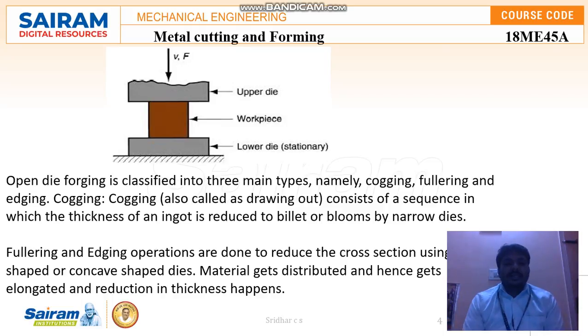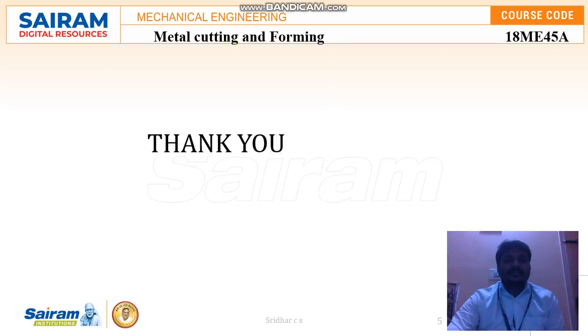As we have discussed, it consists of cogging, fullering, and edging. These are the different methods in the open die process. This is how forging and open die forging take place in order to get a required shape or size of a material. Thank you.